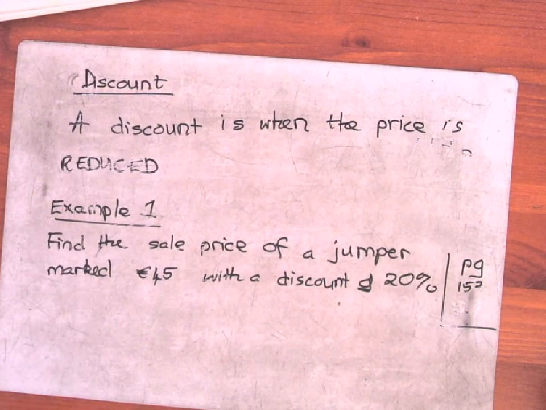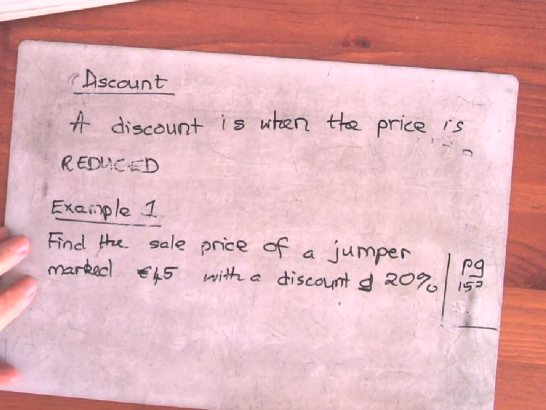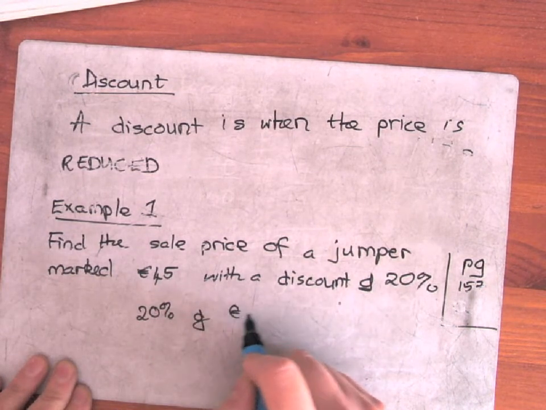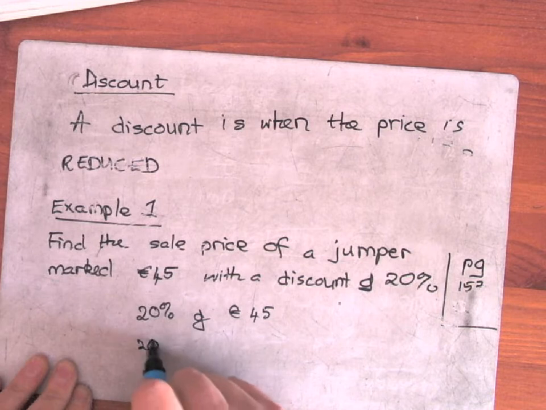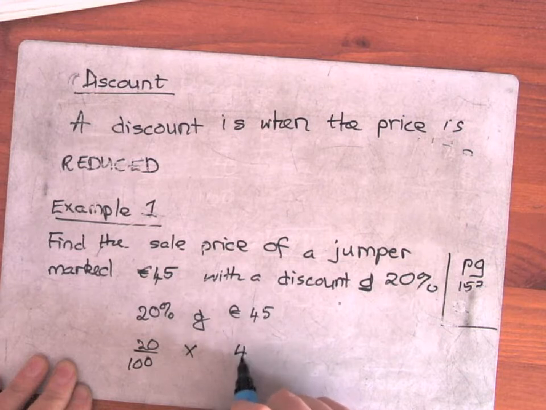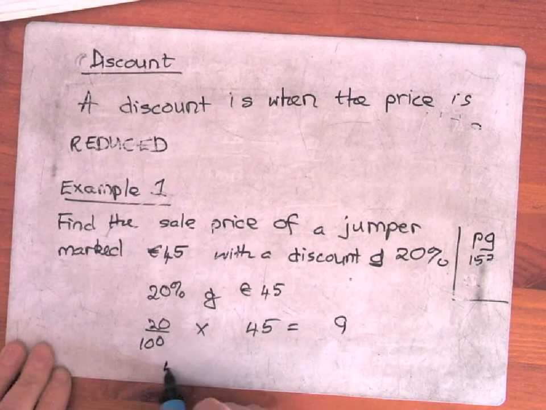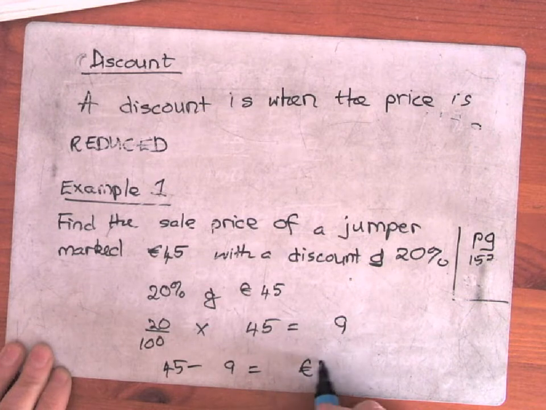Right, a discount is when the price is reduced. So you get a certain percentage of a number and you subtract it. For example, find the sale price of a jumper marked €45 with a discount of 20%. So you get 20% of €45. To get 20% of a number, you get 20 over 100. Of means you multiply by 45. So when you put that into the calculator, you get 9. So basically there's €9 off the jumper. So it was 45, they took off €9, and the jumper now costs €36.